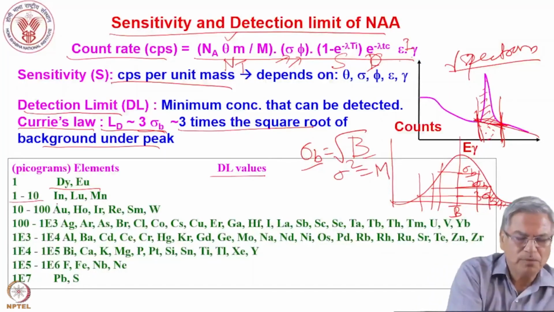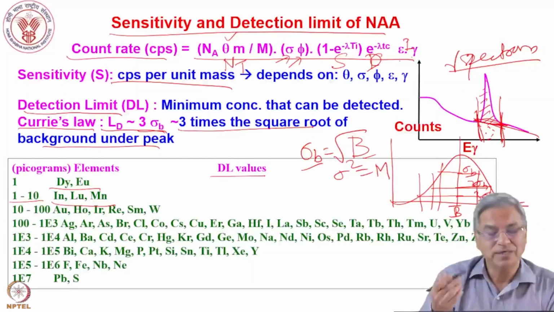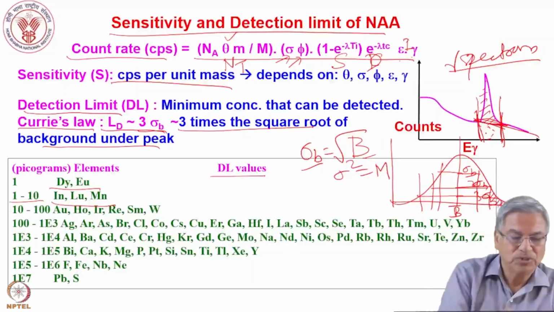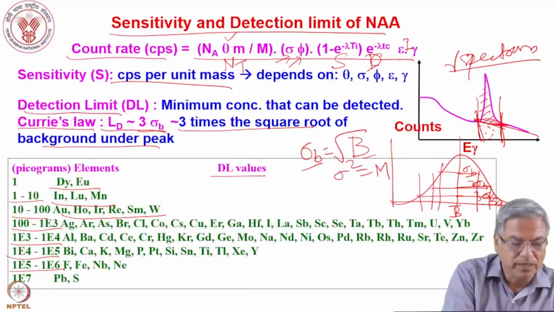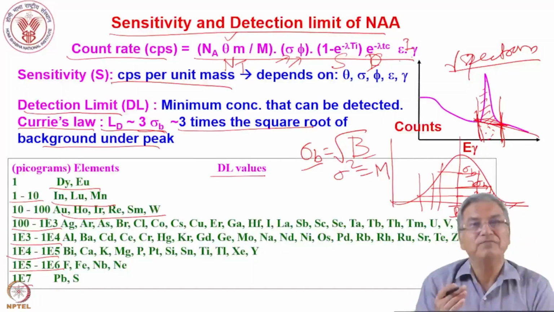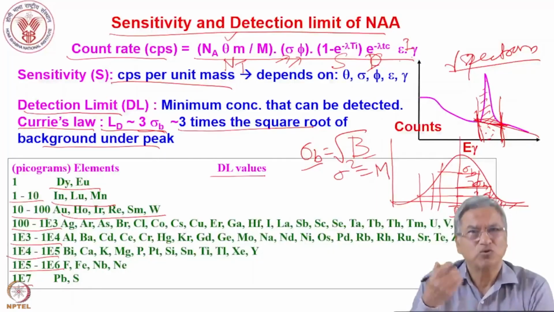1 to 10 picogram: indium, lutetium, manganese. So this essentially tells you the decay characteristics, the nuclear data, the cross section for neutron capture, the gamma ray intensity, isotopic abundance, and so on. 10 to 100: gold, holmium. Then 100 to 1000, 1000 to 10,000, 10,000 to 1 lakh, 1 lakh to 1 million, and 10 million. So different elements have different sensitivity of detection in neutron activation analysis.